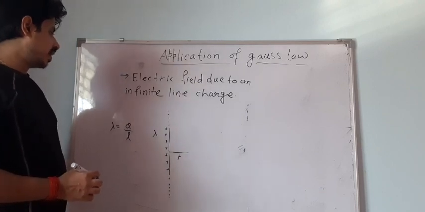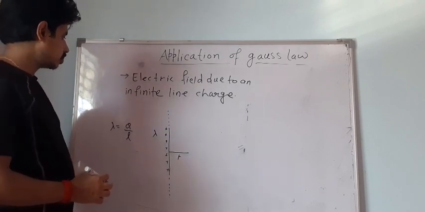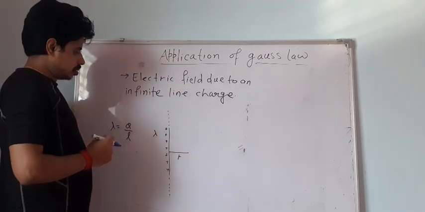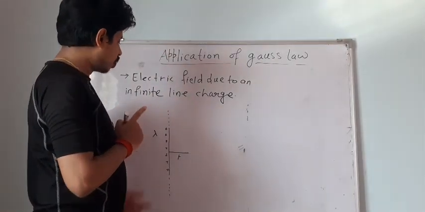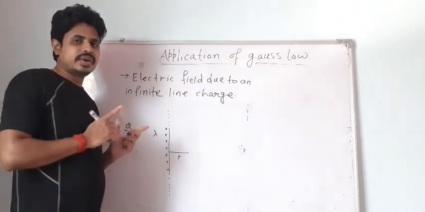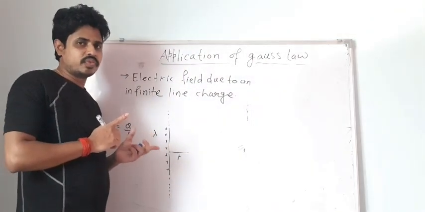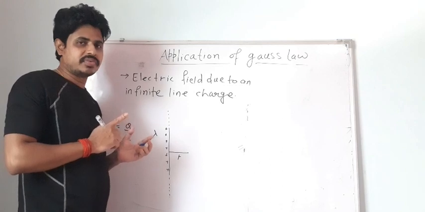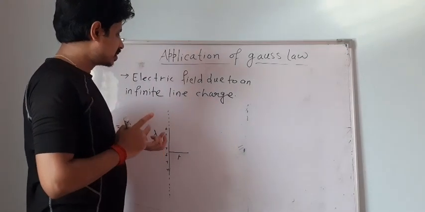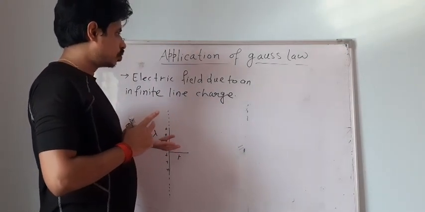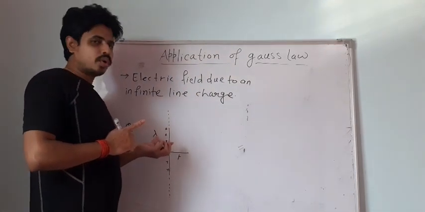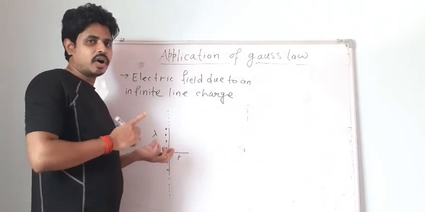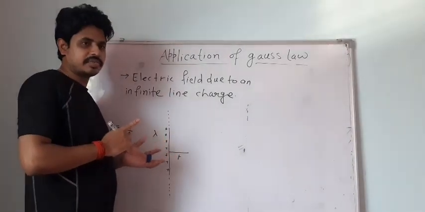So how will I find it? What I will do? I have to apply Gauss law. So first of all, you know that Gauss law is applicable for a closed surface. So we have to construct a closed surface. And there are some points to remember, some points must be remembered to draw the Gaussian surface, that is, how we choose a Gaussian surface.